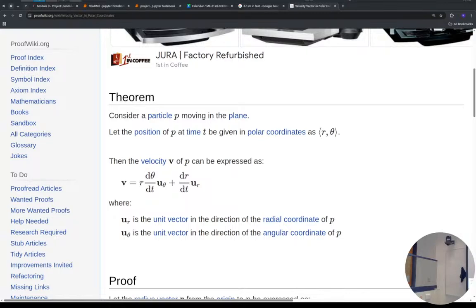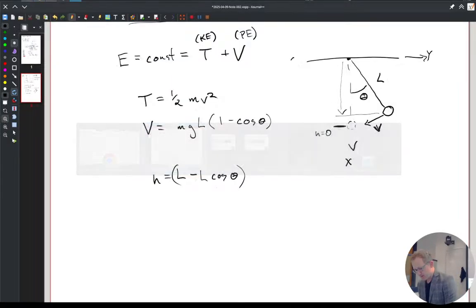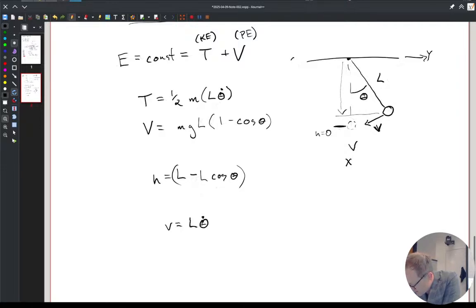So velocity is now R d theta dt. And what's R? The length. It's L. So L theta dot. Yeah, so V is L theta dot, squared. And it's always the same speed. L theta dot is always describing speed. Okay, so now we've got L theta dot squared. Cool.